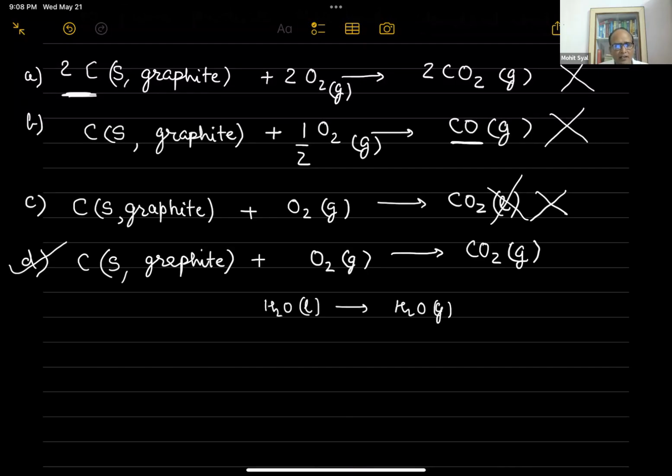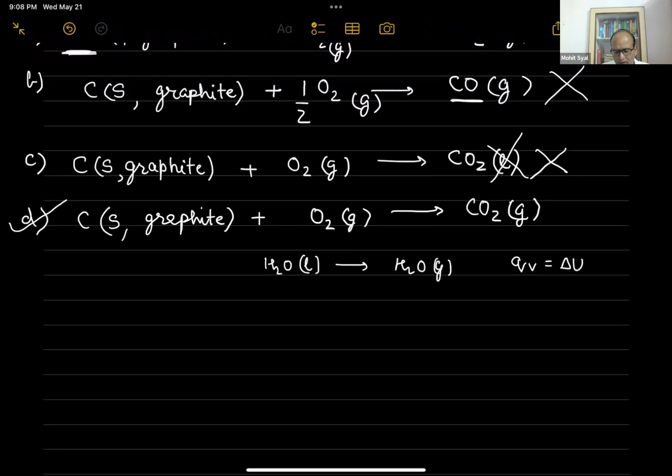So whatever heat is given in the bomb calorimeter, the bomb calorimeter has fixed volume. That is the heat change at constant volume, that is delta U. But that question was in the other assignment, the one we discussed yesterday. So delta H is there or delta U is there.